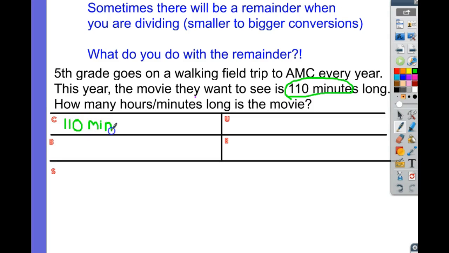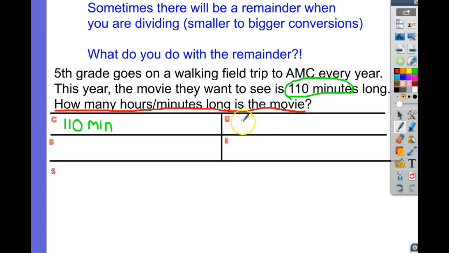That's how long the movie is. Now, next step is the U. What does U stand for? It stands for underline the question. Now, this step is very important because we need to know exactly what we're supposed to be doing to answer this word problem. The question asks us, how many hours and minutes long is the movie?